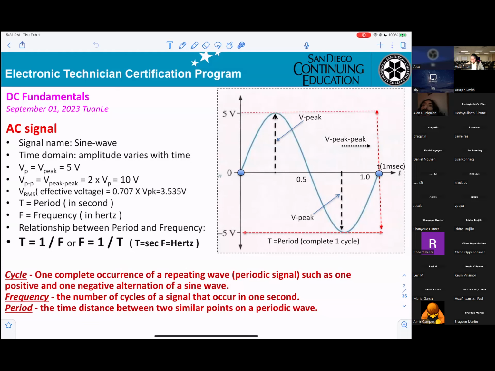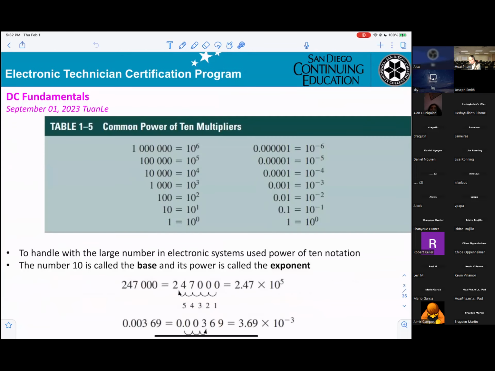And what is the definition of frequency? Frequency is the number of cycles of a signal that occur in 1 second. And what is the period? The time distance between two similar points on a periodic wave. Okay, that one I really need you to read.